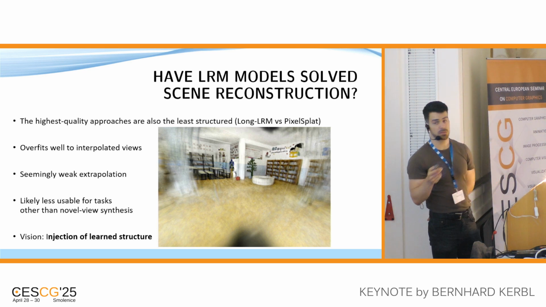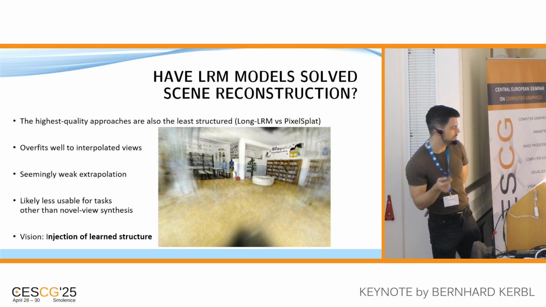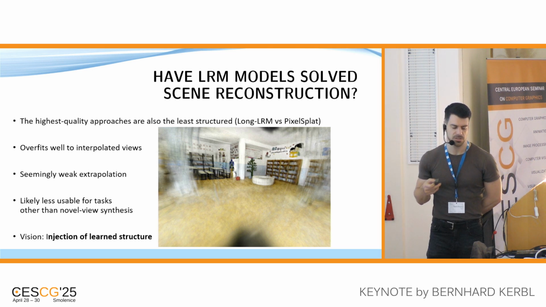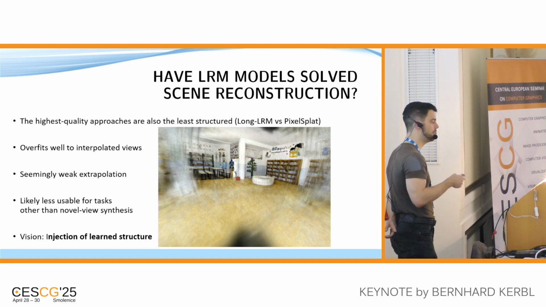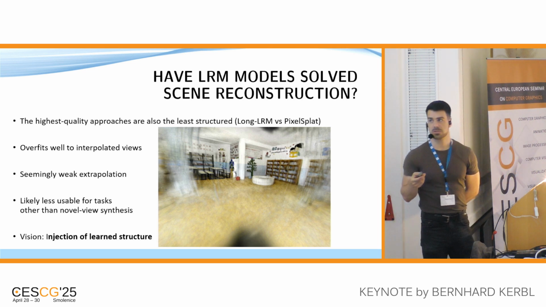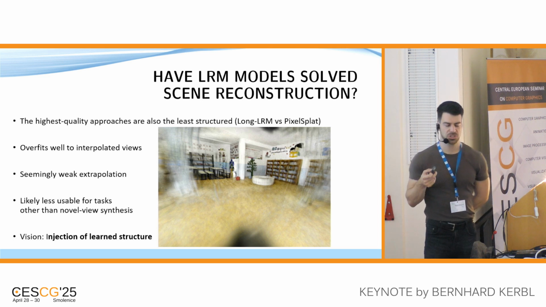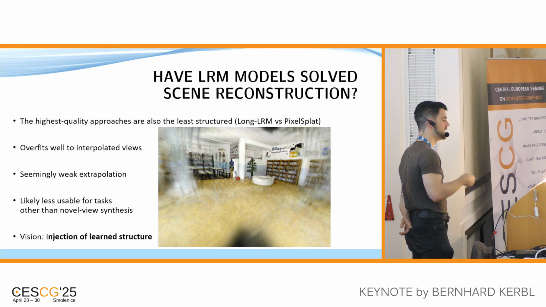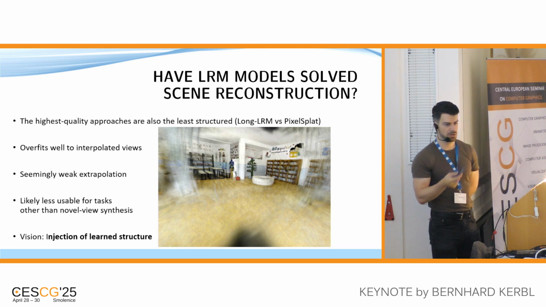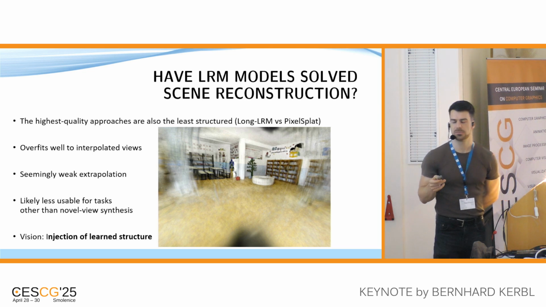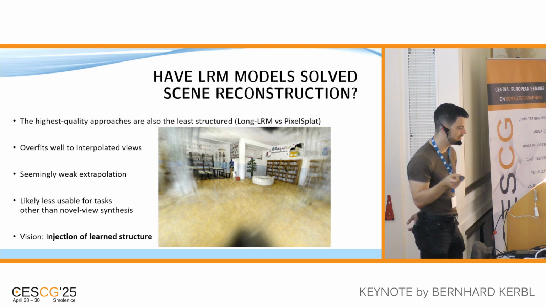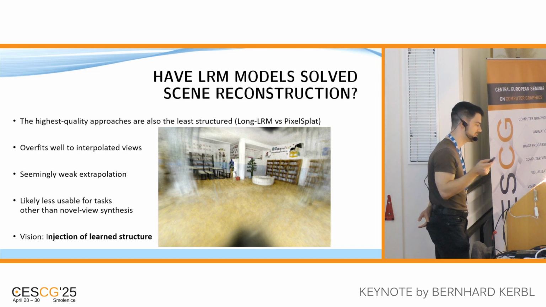And due to that, they are also likely much less usable for tasks other than novel view synthesis. So anything that we talked about previously, human avatar reconstruction, dynamic 3D Gaussian splatting or dynamic scene reconstruction, surface reconstruction, all of these are probably much less likely to work with those instantly predicted 3D Gaussian splats, which can be generated in a couple of seconds, granted, right? But they have those very poor extrapolation properties and those less generalizable properties.